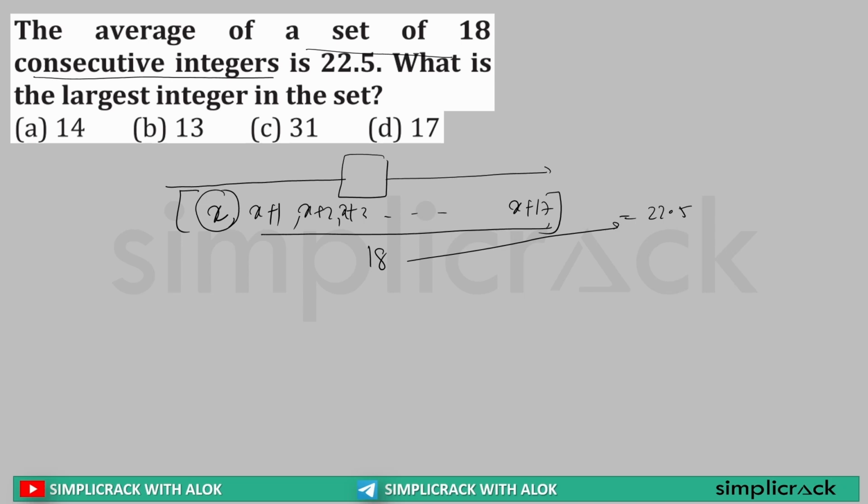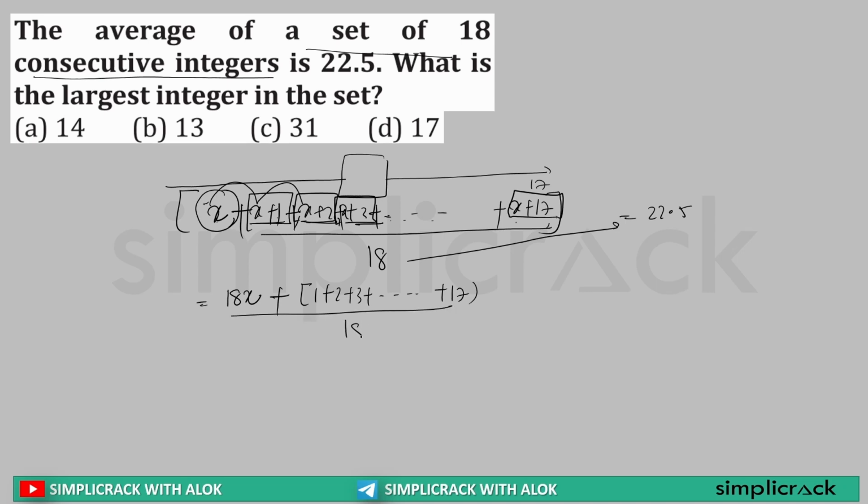So let's solve it. Here it is written x plus 1 plus x plus 2 plus x plus 3 up to x plus 17. So how many x are there? 1x, 2x, 3x up to 17x, plus this x, that is equal to 18x. How? See, x plus 1 is one term, x plus 2 is another term, x plus 3 another term, likewise up to x plus 17, that is 17 terms. Plus here 1x is there. So total 18x plus 1 plus 2 plus 3 plus up to 17, divided by 18 is equal to the average, that is 22.5.